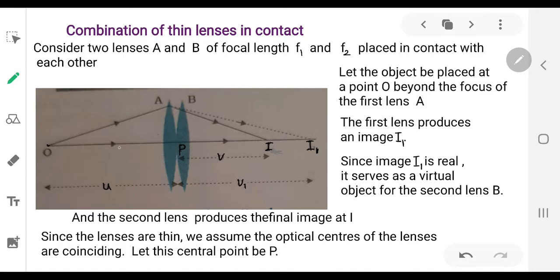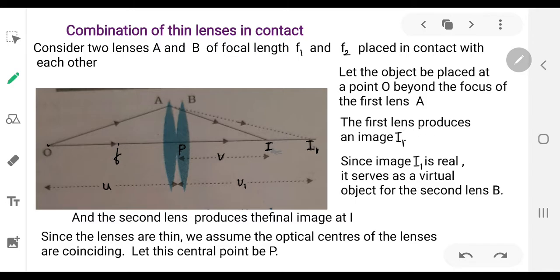Why do we have to place it beyond the focus? Because if you place the object within the focal length, then the image is going to be virtual and on the same side of the lens. To have a real image by the first lens, the object has to be placed beyond the focal point. So let O be the object which is placed beyond the focus of the first lens.